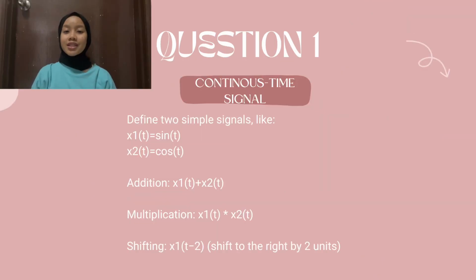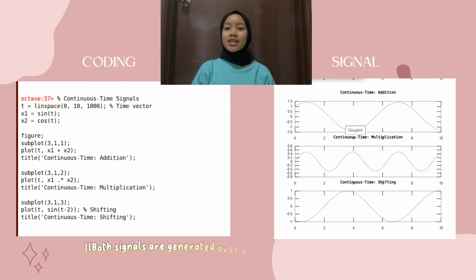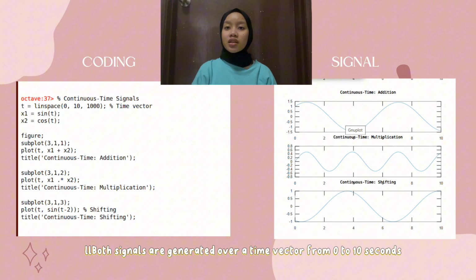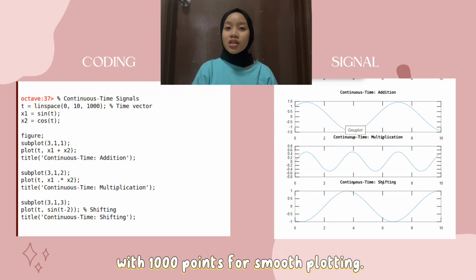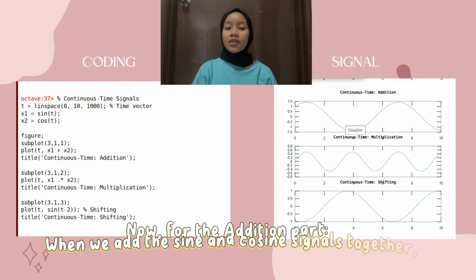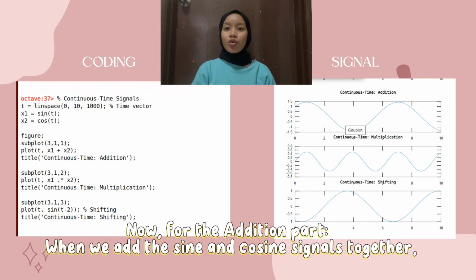For the continuous time signal, I define two signals. X1 is a sine wave, sin t, and X2 is a cosine wave, cos t. Both signals are generated over a time vector from 0 to 10 seconds with 1000 points for smooth plotting. Now for the addition part, we add the sine and cosine signals together.